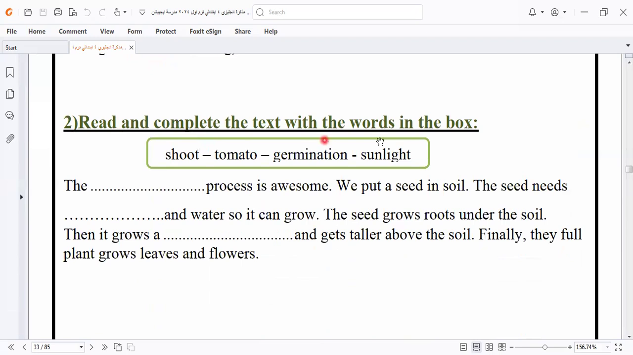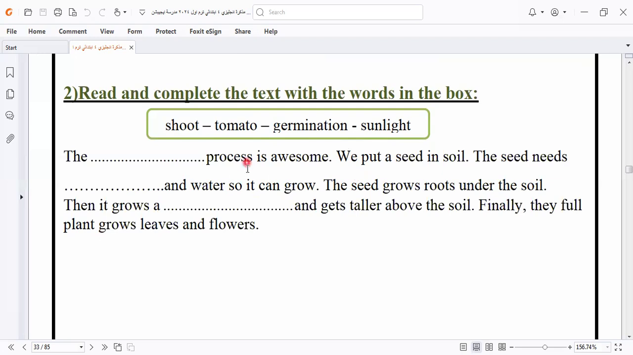Read and complete the text with the words in the box: shoot, tomato, germination, sunlight. I would like to give you a note. Sometimes we give you an extra word that is not in the sentence, to examine your understanding. If we have an extra word, we can't use it. So let's answer the question below.